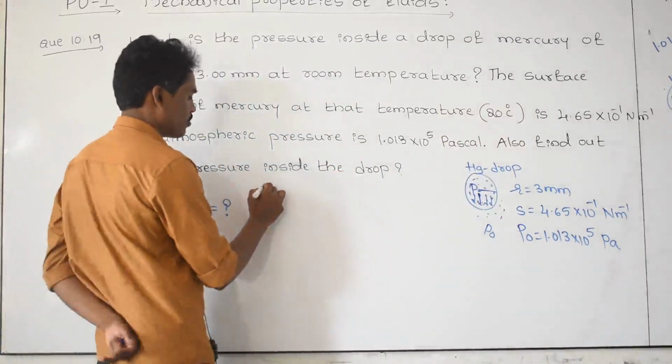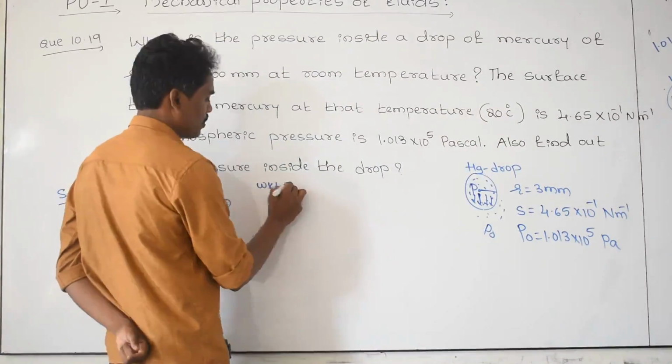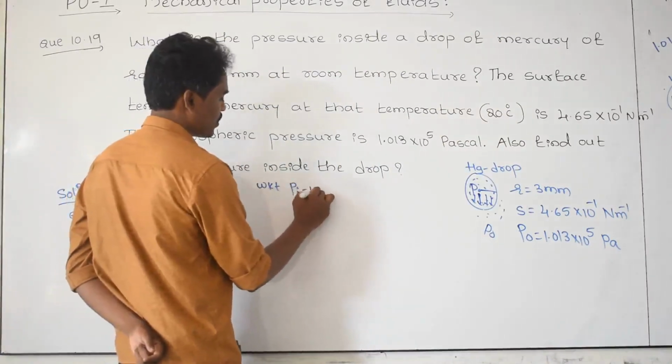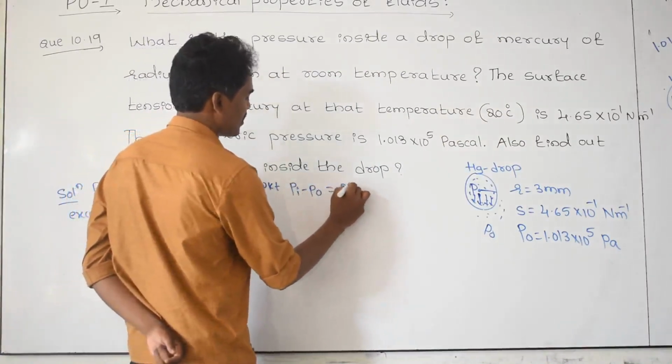That can be found out. We know the formula: excess pressure, Pi minus P0, is equal to surface tension divided by radius.